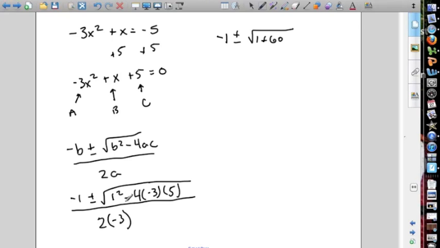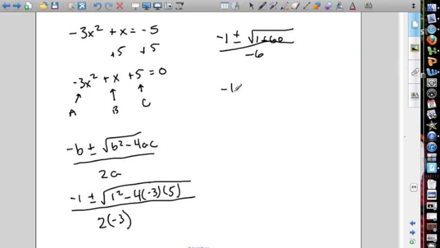Notice when I did that, I used it as a negative 4. So plus negative, I thought of the minus being with the 4 as a negative. You could also cover this up and just say, okay, 4 times negative 3, that's negative 12. Negative 12 times 5 is negative 60. So you're subtracting negative 60. Well, if you subtract negative 60, that's just like adding. And then 2 times negative 3 is negative 6 there.